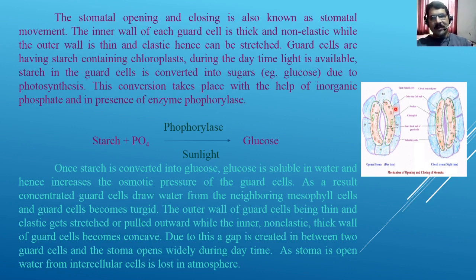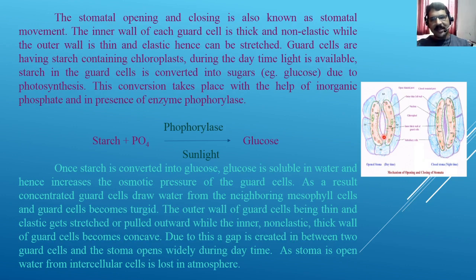So more water enters into the guard cells, and due to that these guard cells become turgid, so that the outer wall of the guard cells, being thin and elastic, gets stretched or pulled outward, while the inner non-elastic thick wall of the guard cells becomes concave. See here, this elastic and thin wall, that is the outer wall of the guard cells, due to the turgidity of the cell, becomes stretched or pulled out from its original position, and the inner non-elastic wall becomes concave in shape.